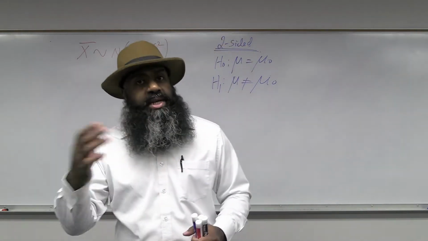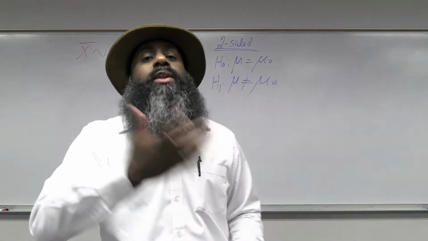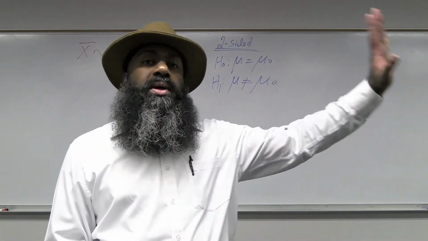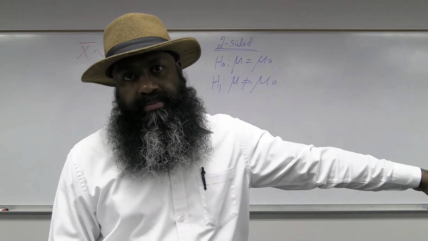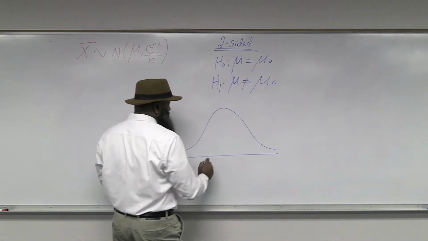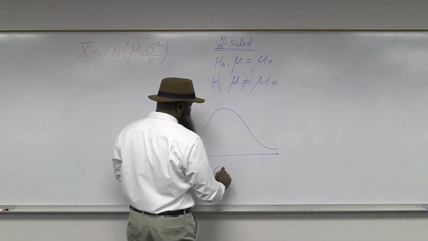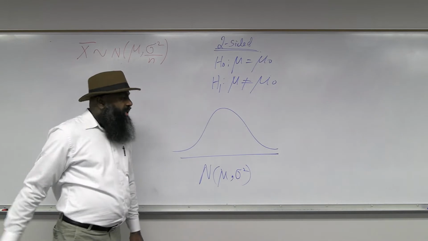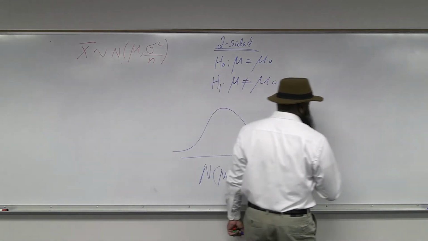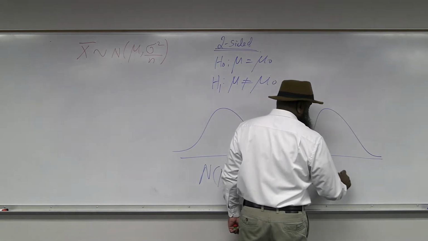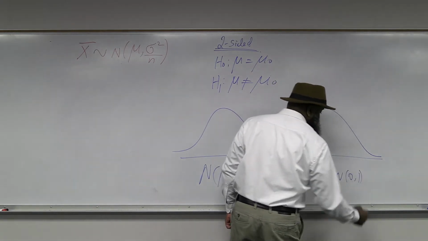What is z-score? Any normal distribution can be mapped into the standard normal distribution. So for example, I have a normal distribution, let's say with a mean mu and a variance sigma squared. The standard normal distribution, what is it? The standard normal distribution is a z distribution. It will have normal 0, 1.